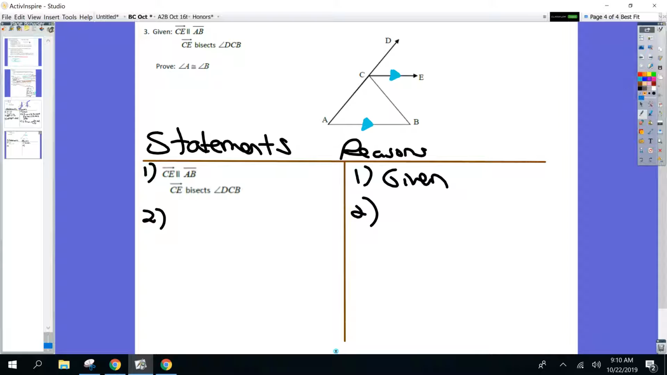All right, so I did give you CE and AB are parallel. Can you find any special types of angles formed by those 2 parallel lines? Alternate interior, corresponding, alternate exterior. They have to be there. That's why I gave you the lines parallel. Can you find any of those angles up here in this diagram? And I'm not calling out a number. Naomi, go.